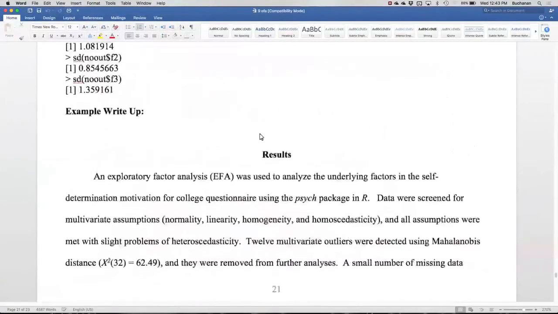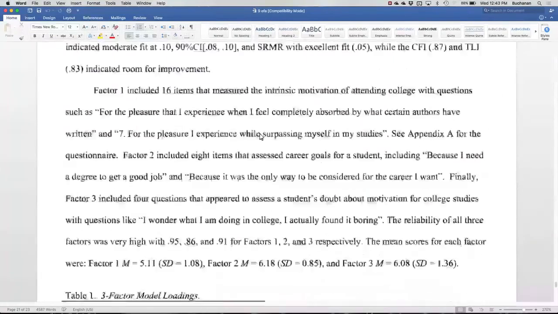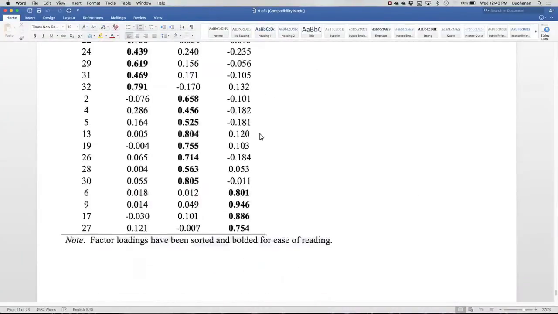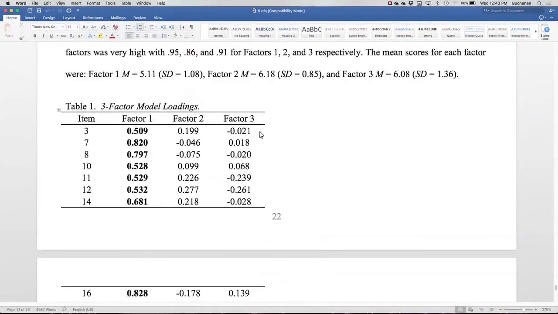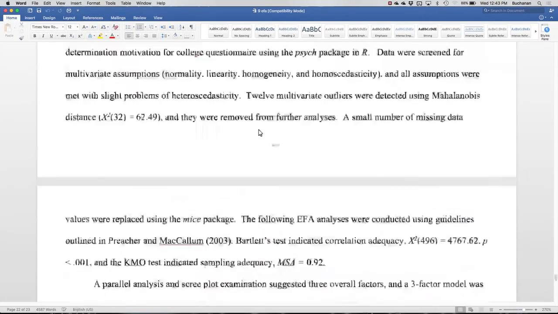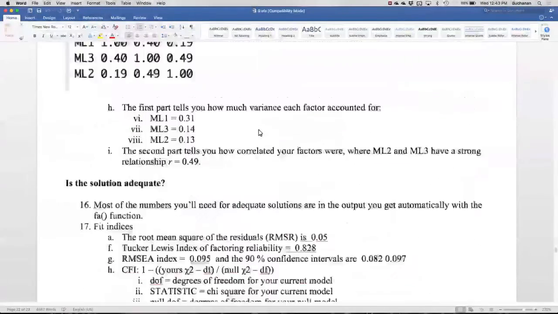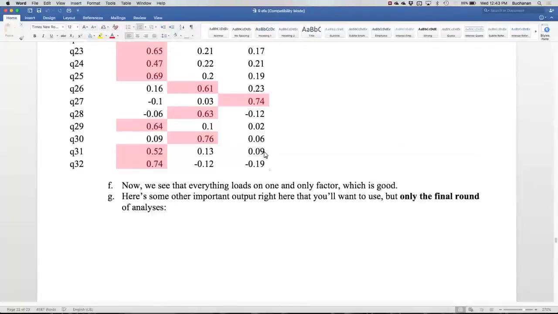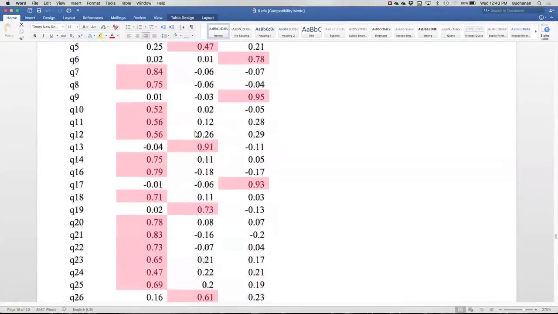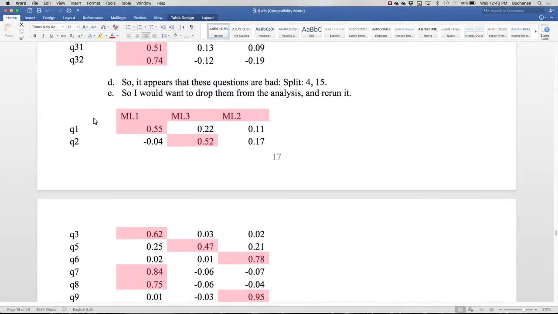So that is the end of EFA, and then I have an example write-up. But the hardest thing, I think, is this table. Okay. What I did to make this table, since we've been kind of talking about Excel, let me copy this. So I took my final loading chart.